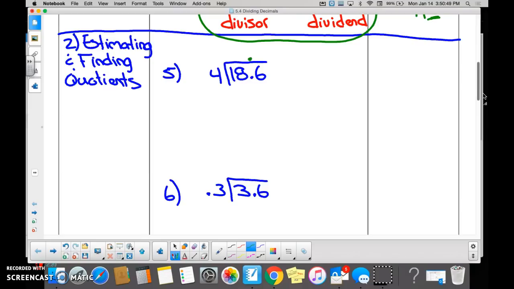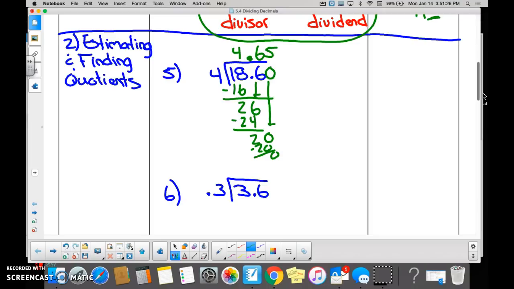First thing we're going to do is put our decimal point up here so we don't forget about it. 4 does not go into ones, so we see how many times 4 goes into 18, which is 4 times. 4 times 4 is 16. 18 minus 16 is 2. We're going to bring down the 6. 4 goes into 26 6 times. We already have our decimal point in this correct spot. 24, 2. We're going to add the 0 and bring it down. 4 goes into 20 5 times. 4 times 5 is 20, leaves us with nothing left. So your answer is 4.65.